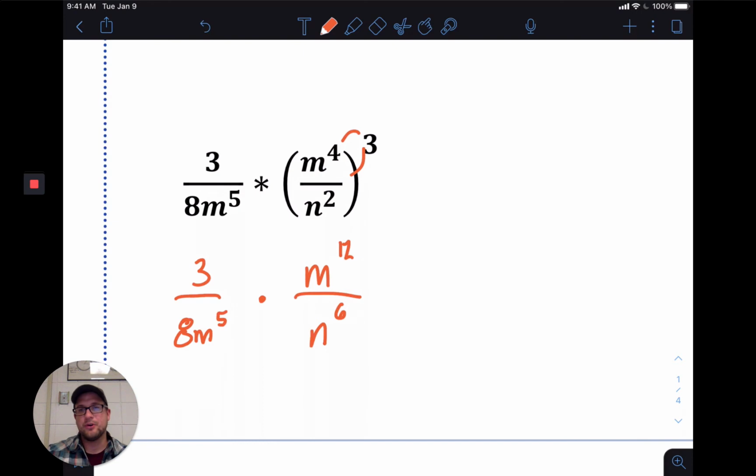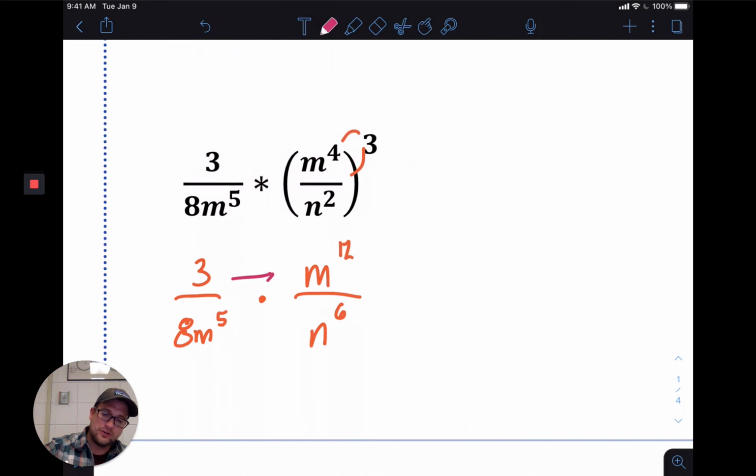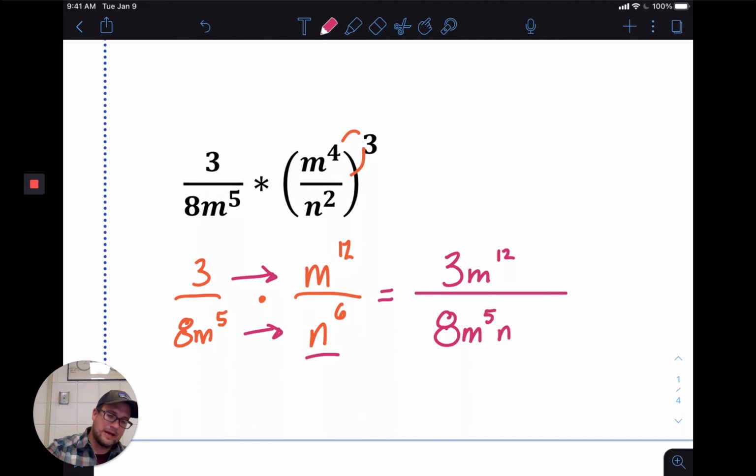Now, we haven't seen a multiplying one quite like this yet. One thing that you need to remember, when you multiply fractions, we just multiply straight across. So, when we do that, on top, 3 times m squared, or m to the 12th, is going to be 3m to the 12th. On the bottom, 8m to the 5th times n to the 6th is going to be 8m to the 5th, n to the 6th.